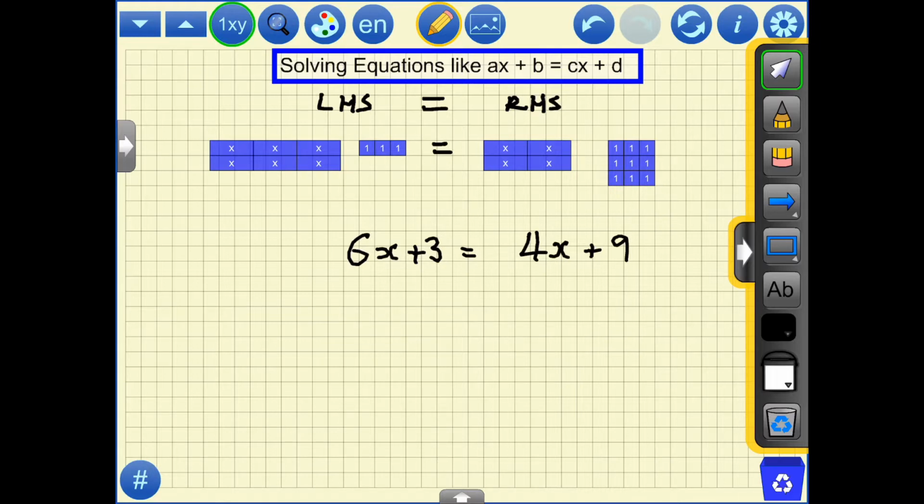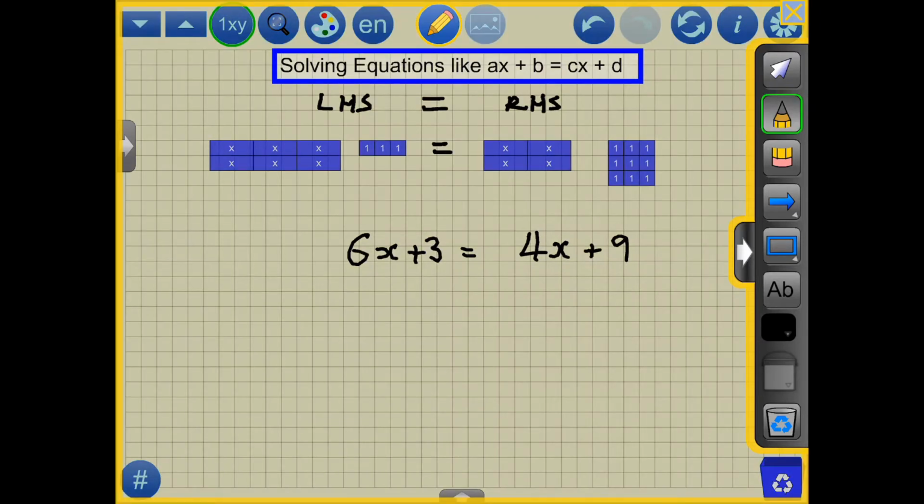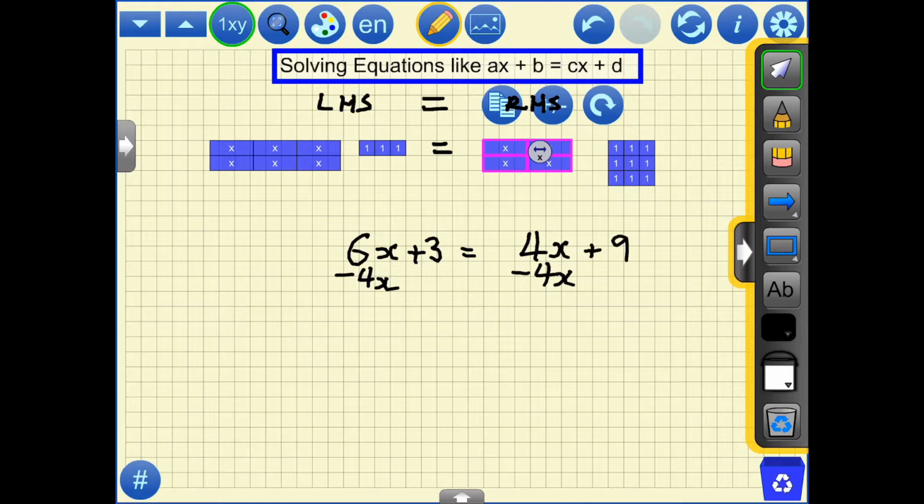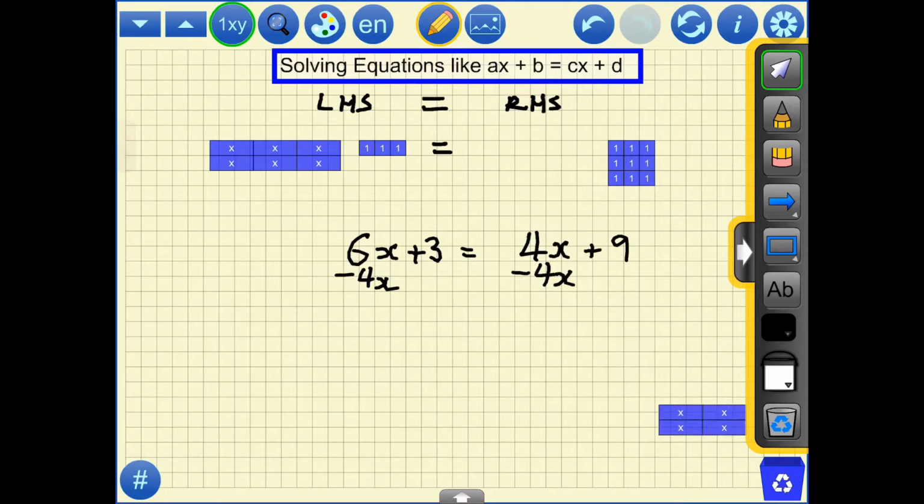And what we're going to do is decide to do the opposite of one of those. In this particular case, I'm going to decide to do the opposite of adding 4x, which is subtracting 4x. And I'm going to do that on both sides of the equation to keep things balanced. Now let's see what happens visually. This is my 4x on the right hand side of the equation. I get rid of that. And now I get rid of 4x on the left hand side of the equation.